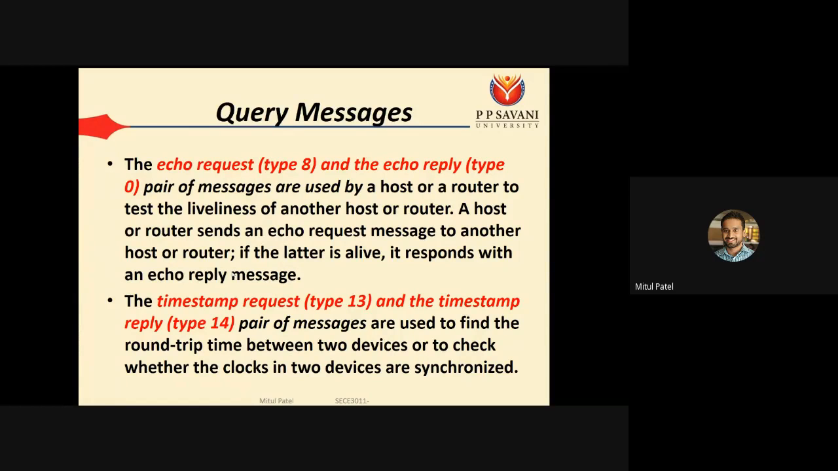The second one is timestamp request and timestamp reply. Timestamp request has type 13 and timestamp reply has type 14. If you want to find out the round trip time, RTT, that is the time required to send our data plus the time required to get the acknowledgement, this time is known as round trip time. If we want to know that, we can use the timestamp request, and in the response we get the timestamp reply. Also, if you want to check whether the clocks in the two devices between which we send data are synchronized or not, for that also we can use the timestamp request and timestamp reply.